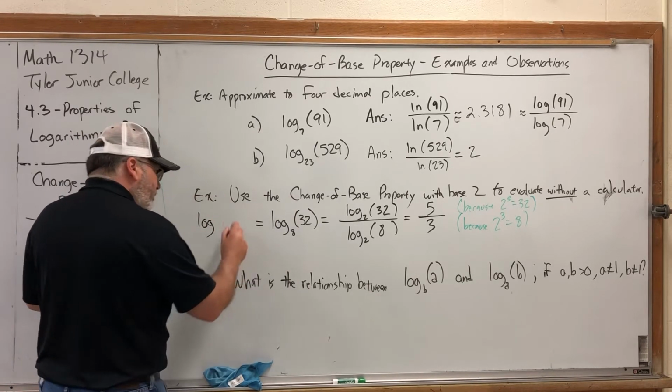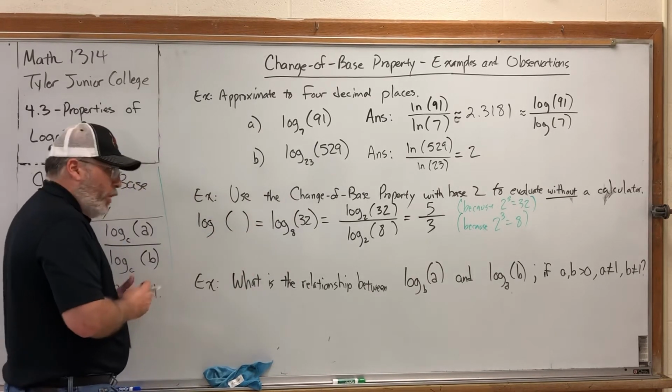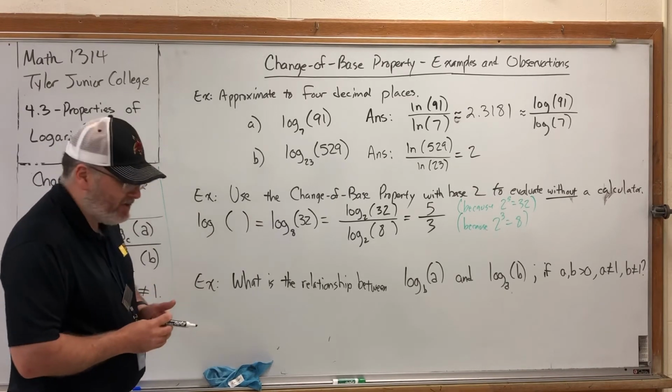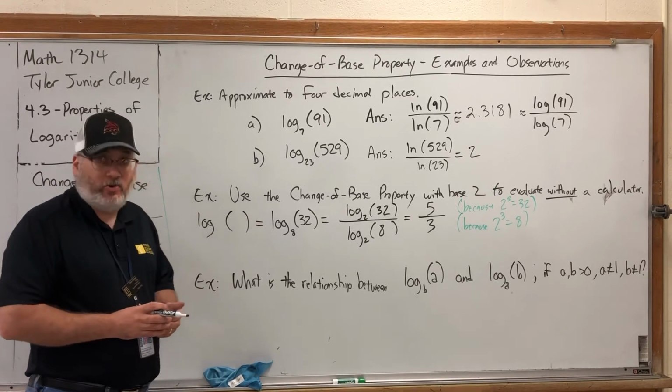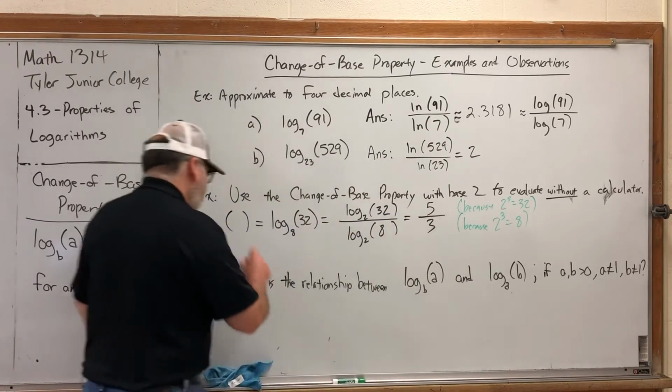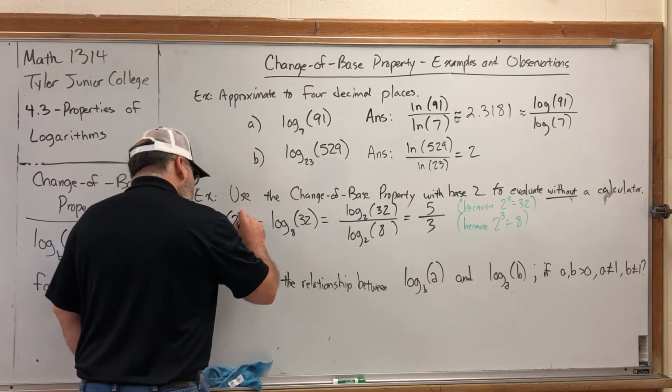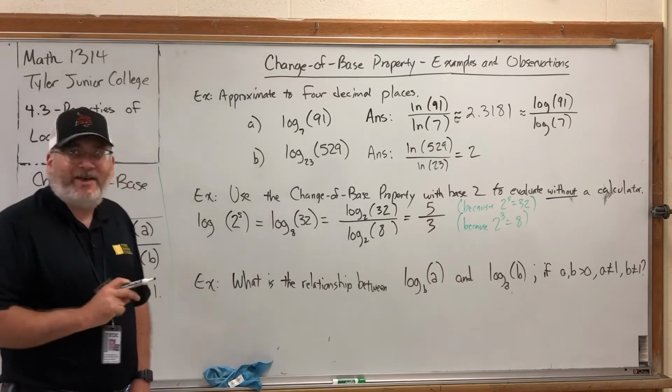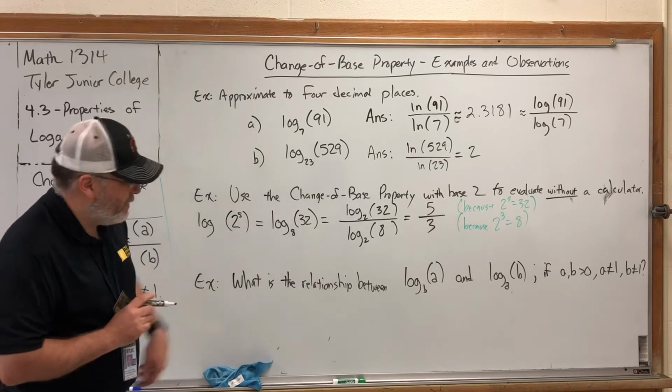Now I'm still going to write 32 in the argument, and I'm still going to write 8 for the base, but I'm not going to write them as 32 or 8. I'm going to write the 32 as 2 to the 5th. And guess what I'm going to write the base as? Not as 8, but as 2 to the 3rd.